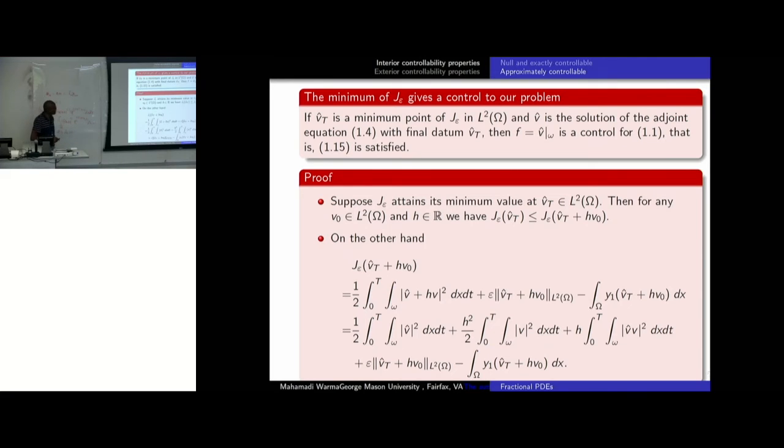First, assume that G_epsilon attains a minimum point at V_T hat. Then for any V_0 in L2 and h in R, we have that G_epsilon of V_T hat is less than or equal to G_epsilon of V_T hat plus h V_0, because it's a minimum. Then we can compute this: it's 1/2 the L2 norm squared plus epsilon, the L2 norm, minus that. That is only the definition of the functional. Then we separate the terms. We get this term h squared times V squared, plus this term, plus epsilon times the norm of V_T hat plus h V_0, minus this one. We are only computing those terms separately.